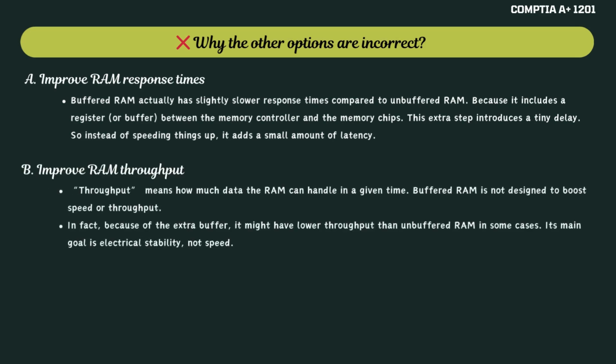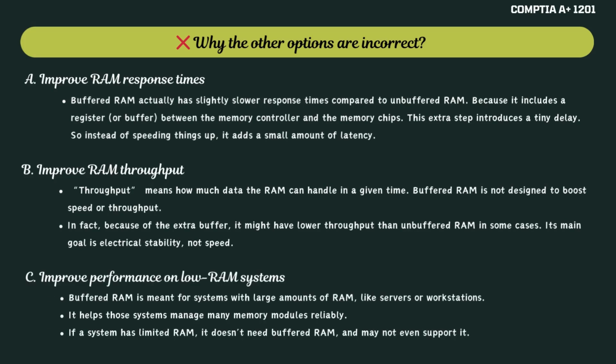B. Improve RAM throughput. Throughput means how much data the RAM can handle in a given time. Buffered RAM is not designed to boost speed or throughput. In fact, because of the extra buffer, it might have lower throughput than unbuffered RAM in some cases. Its main goal is electrical stability, not speed.